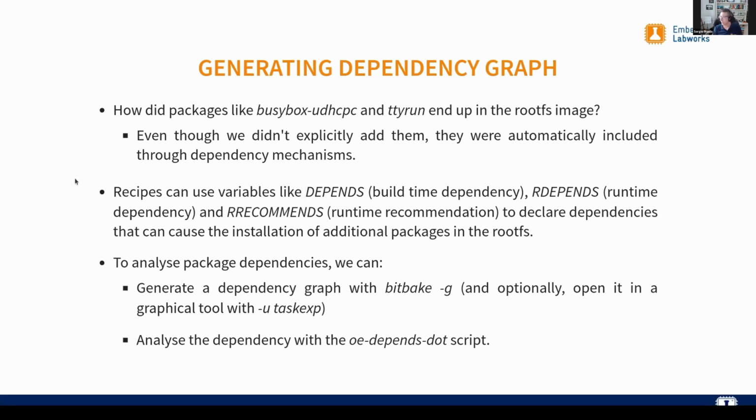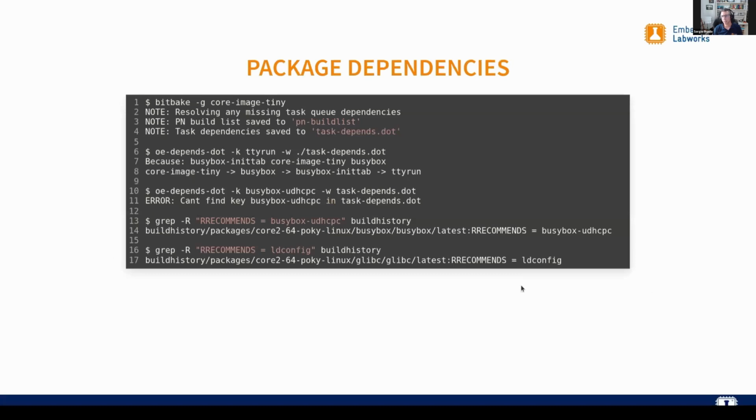If you want to track dependencies to find out why a package is being installed, you can first generate a dependency graph with bitbake -e, and then you can use another nice tool from OpenEmbedded called oe-depends-dot that is able to show you the dependencies and answer the question of why this package was installed.